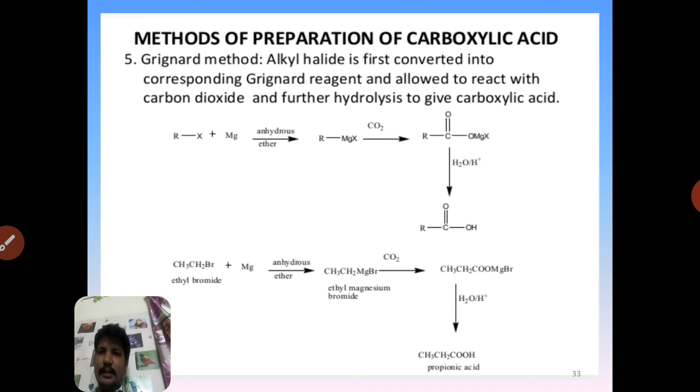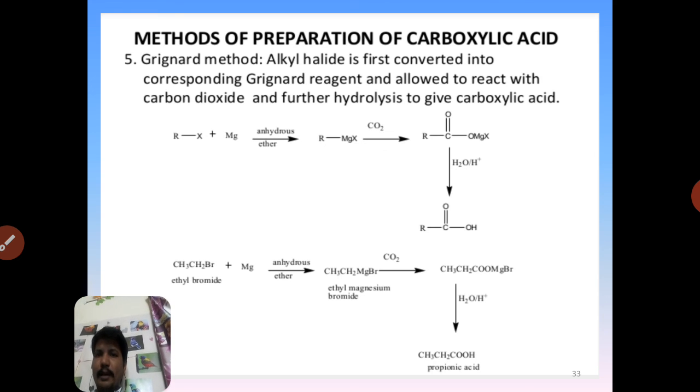This Grignard reagent is reacted with carbon dioxide, that is O=C=O. This Grignard reagent attacks the carbonyl carbon of carbon dioxide to form the magnesium complex. This magnesium complex on hydrolysis gives the carboxylic acid. So depending upon the alkyl group which you are using in the Grignard reagent, it gives that carboxylic acid.